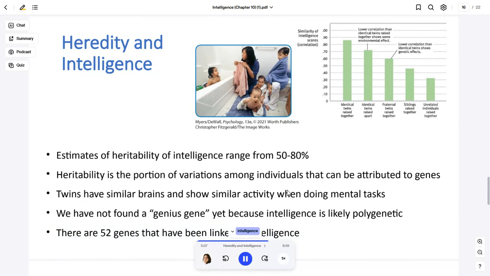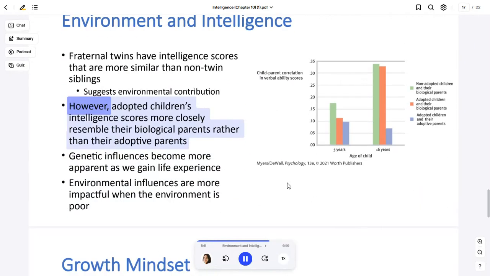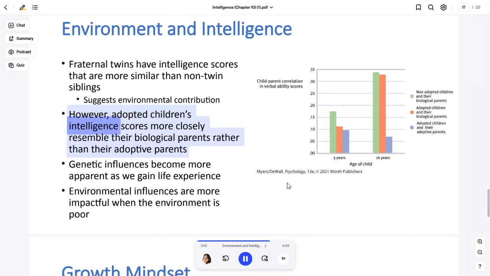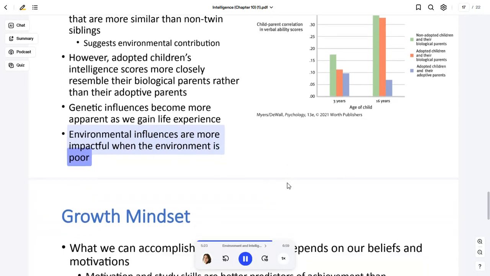Environment and intelligence. Fraternal twins have intelligence scores that are more similar than non-twin siblings, which suggests an environmental contribution. However, adopted children's intelligence scores more closely resemble their biological parents than their adoptive parents. Genetic influences become more apparent as we gain life experience. Environmental influences are more impactful when the environment is poor.